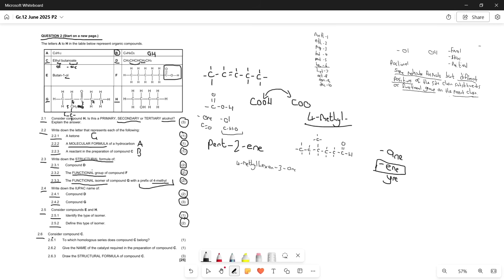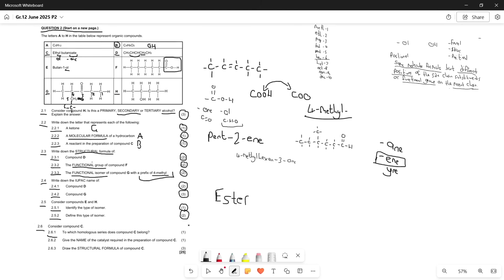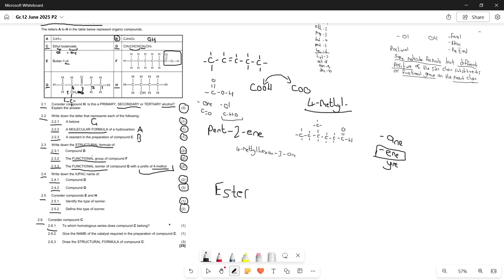And then 2.6 over here, last question of this section, says consider compound C. So compound C is our ethyl butanoate that we were talking about earlier. And 2.6.1 says, to which homologous series does compound C belong? We identified that it is an ester. We needed to understand this for 2.2.3 when we were looking at a reactant in preparation of this ester. It belongs to esters. So we just write ester over there and we earned 1 mark.